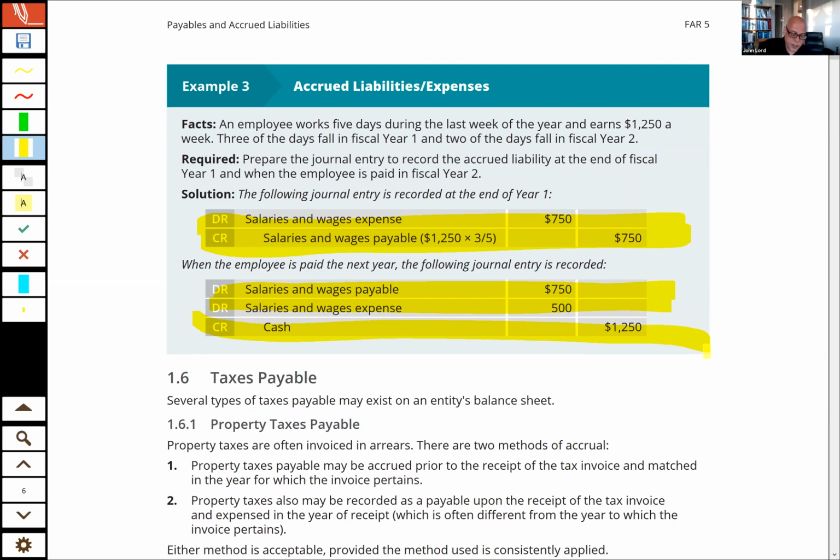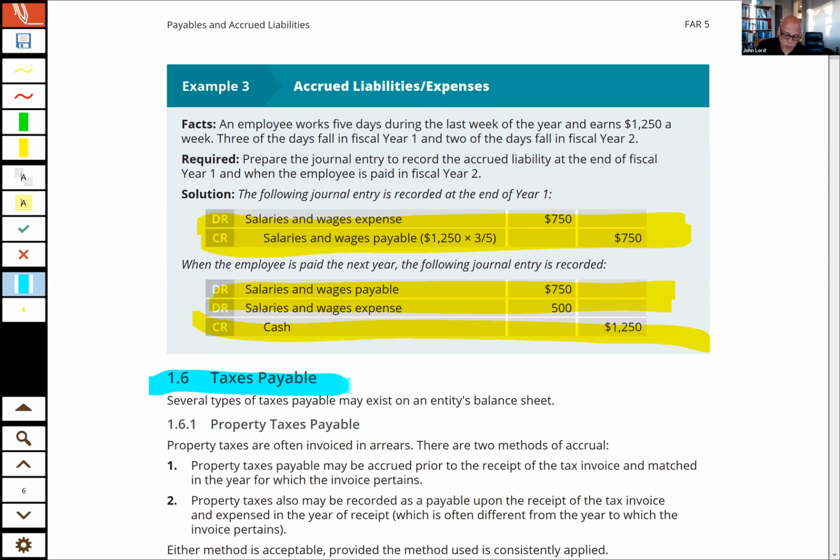If you're ever dealing with wages, accrued salaries, guys, just pretend like it's your money. Pretend like you're working for somebody and they owe you money, and you'll be able to figure this out very well. This is what you owe me. That's the liability, and this is the expense because the work was done in that next accounting period.